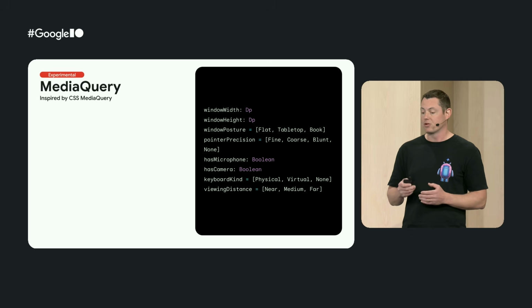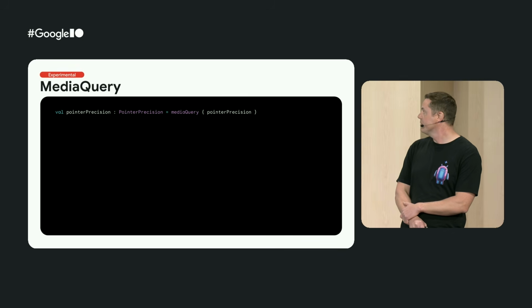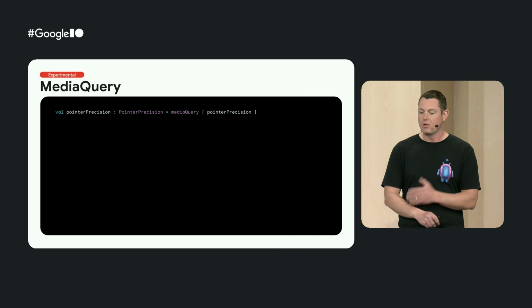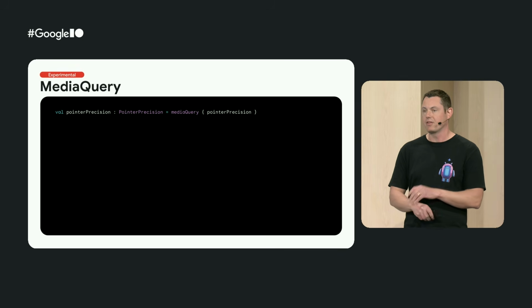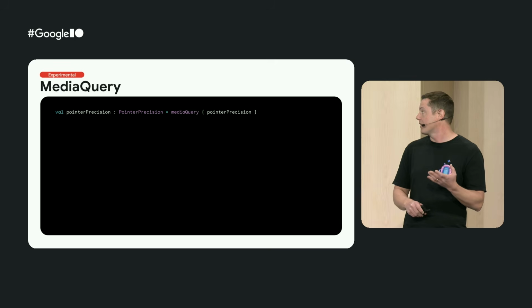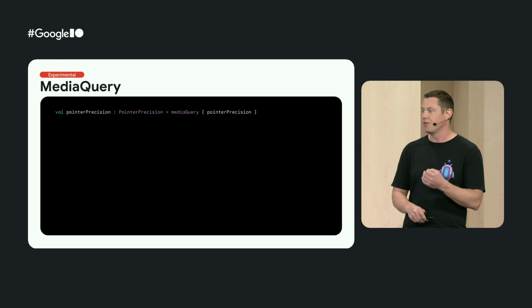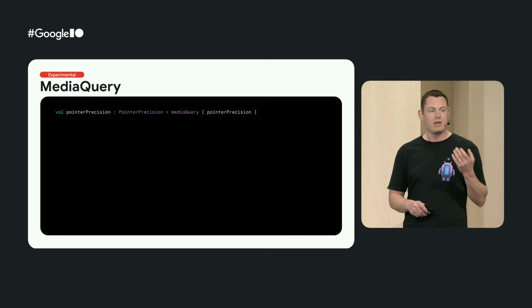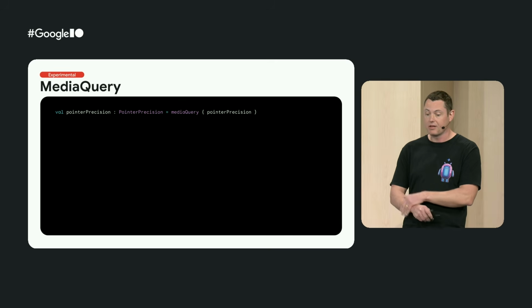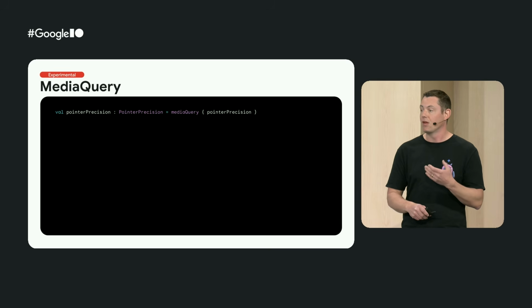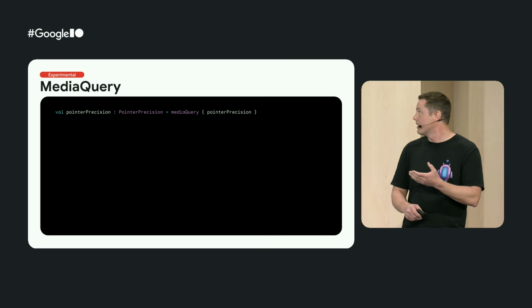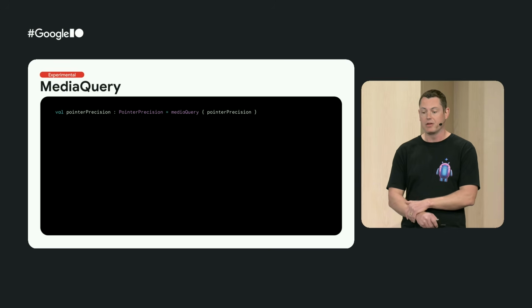So if you want to try it out, here's how to use it. The media query function accepts a lambda where you can access these UI capabilities, like pointer precision, and it returns the same type as the lambda. So the media query function will recompose whenever one of the underlying UI capabilities accessed inside this lambda changes. So you can rely on media query to recompose any dependent composables.